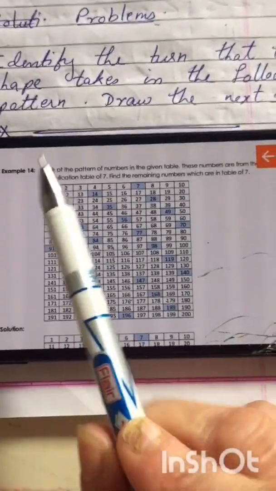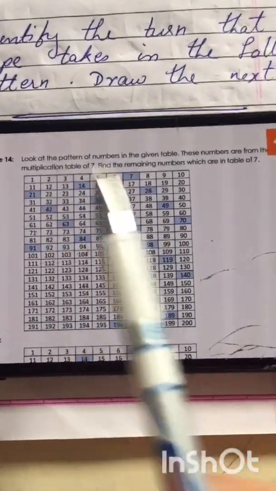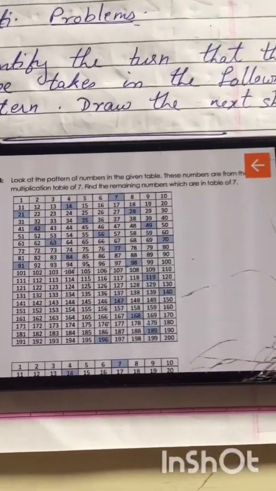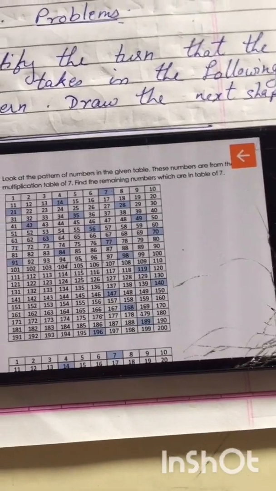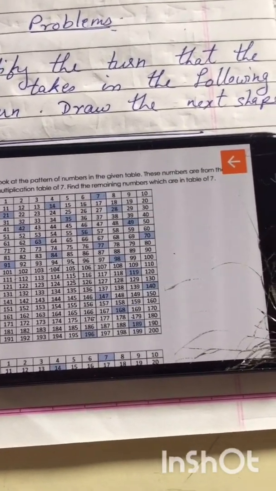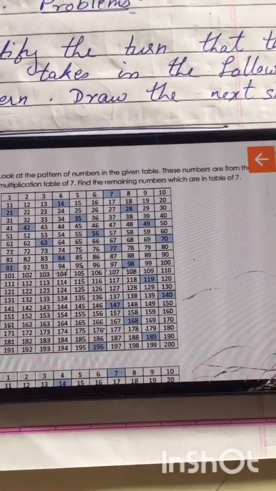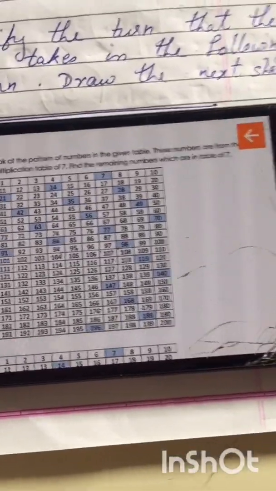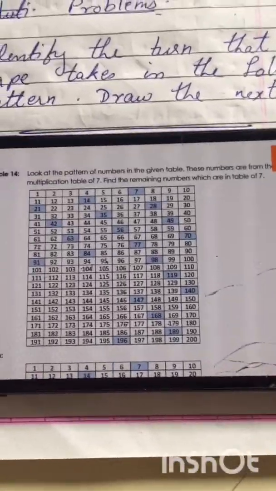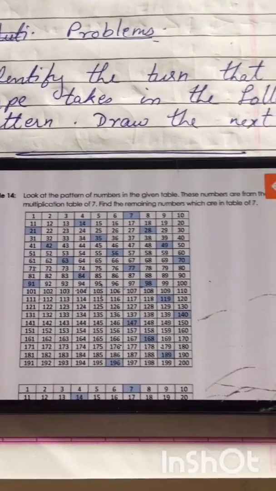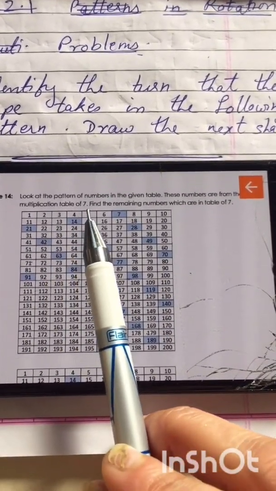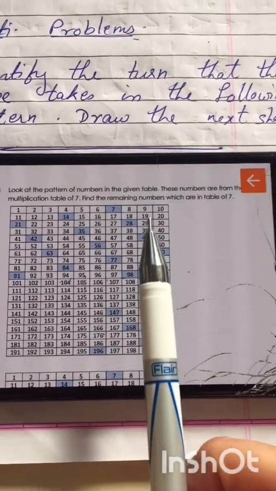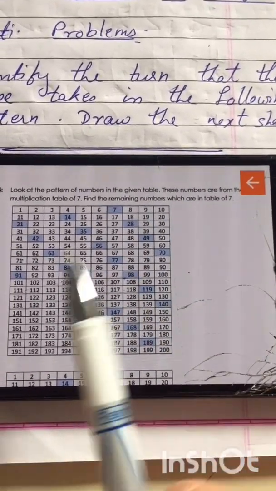Now let us see example 14. Look at the pattern of numbers in the given table. These numbers are from the multiplication table of 7. Find the remaining numbers which are in the table of 7.